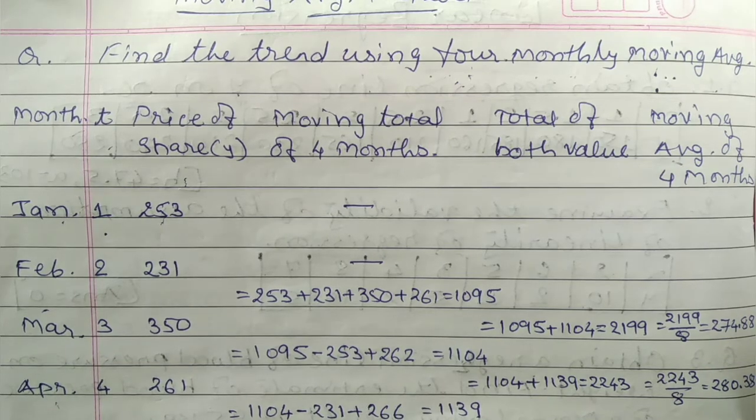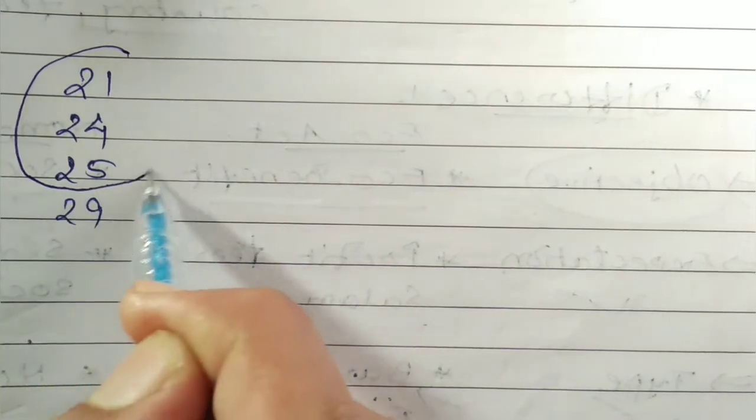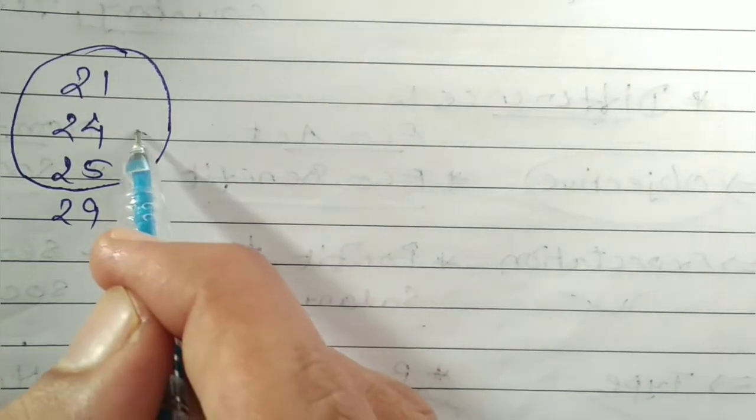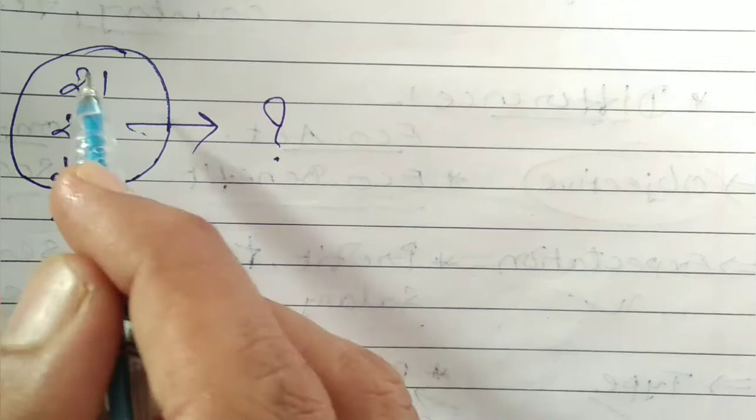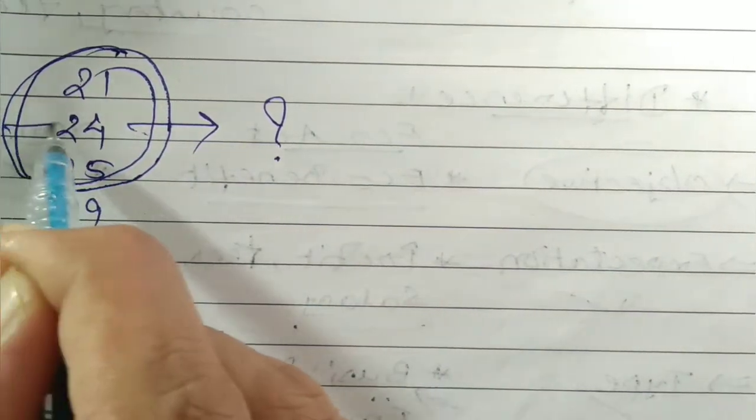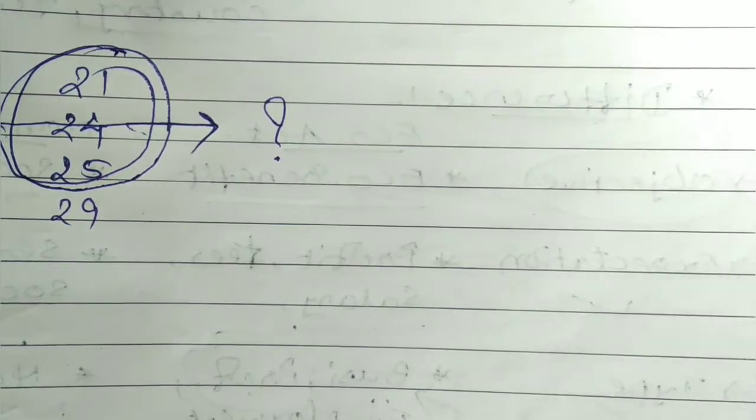Now the question is how to calculate it. Students, suppose they have given information regarding 3-yearly moving average, and the data is 21, 24, 25, 29. If you want to find out the 3-yearly moving average, you make the total of these 3 years and the answer will be written exactly in the middle of these 3 years. The exact middle is the year which has the information of 24.